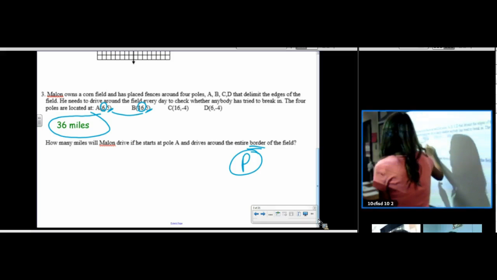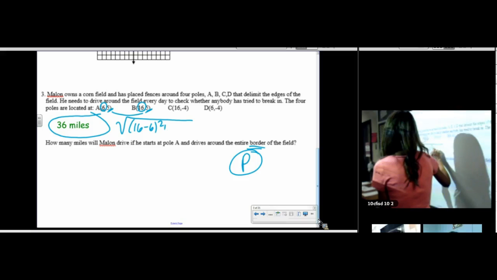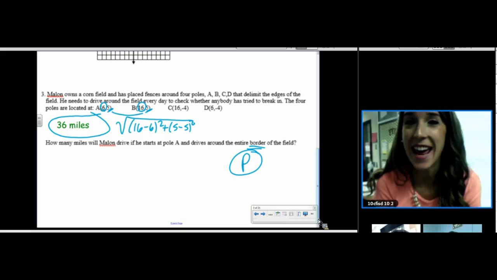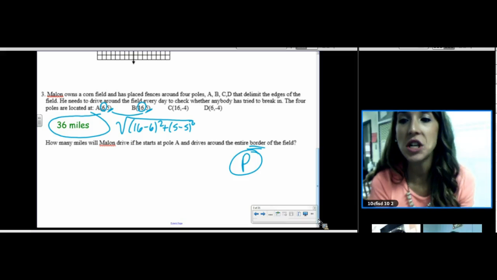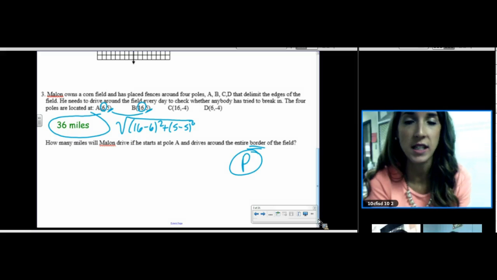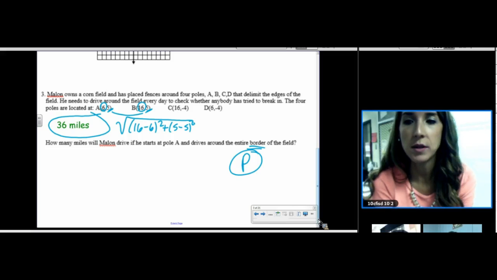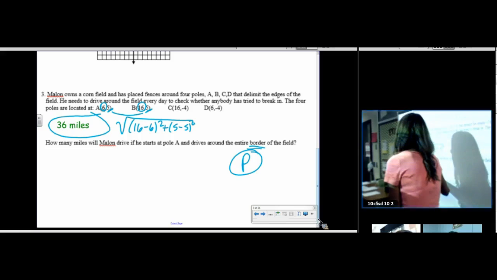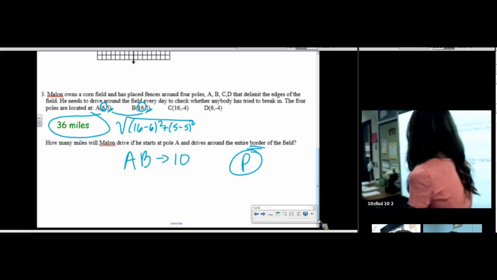Because if I were to do the distance formula, 5 minus 5 is 0, squared. That's going to cancel. So I don't even need to use the distance formula. I am finding distance on a number line. It's not a 2D distance, it's a 1D distance. So I just do 16 minus 6, and I get 10. So driving from A to B, it's 10.